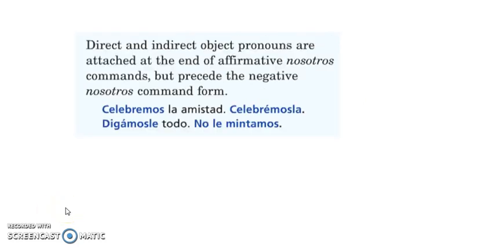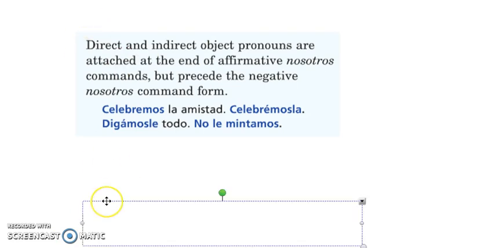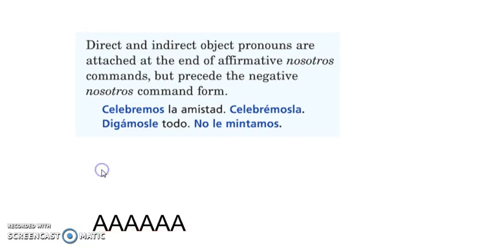Another rule we need to remember in the mandatos con nosotros are pronouns. What do we do with them? Direct and indirect object pronouns get attached at the end of the affirmative command. So remember we talked about affirmatives attach and add an accent. Remember that? Same rule. Celebremos la amistad. Let's celebrate friendship. And if I want to replace this noun with a pronoun, celebrémosla. So I'm going to attach the pronoun and add an accent where my voice goes up. Celebrémosla.